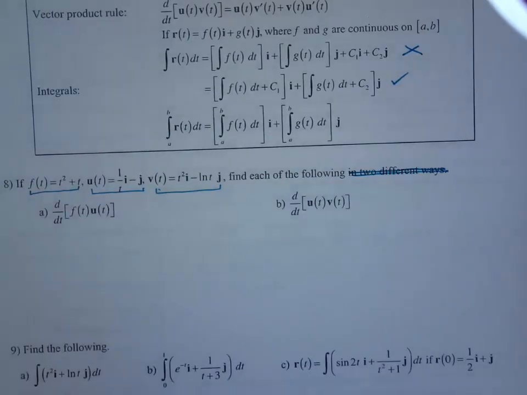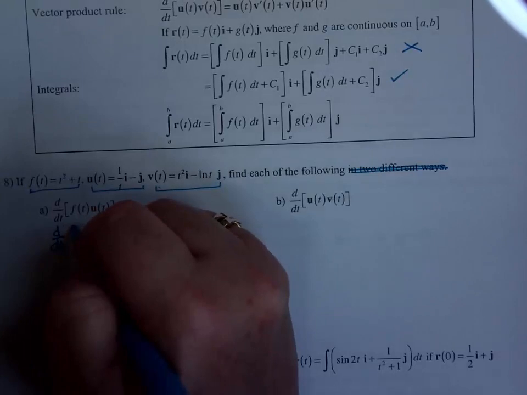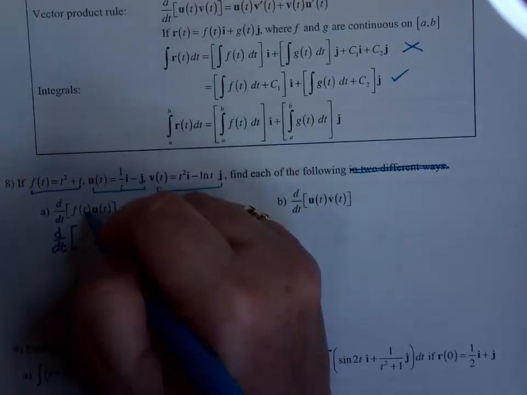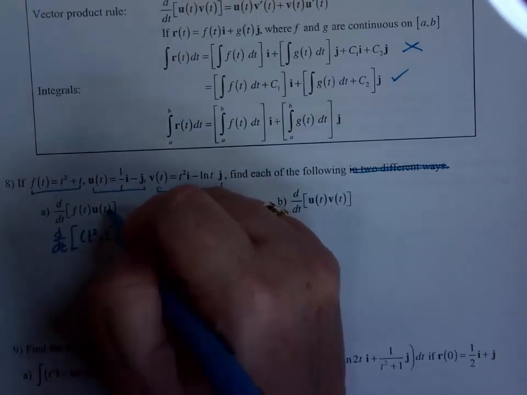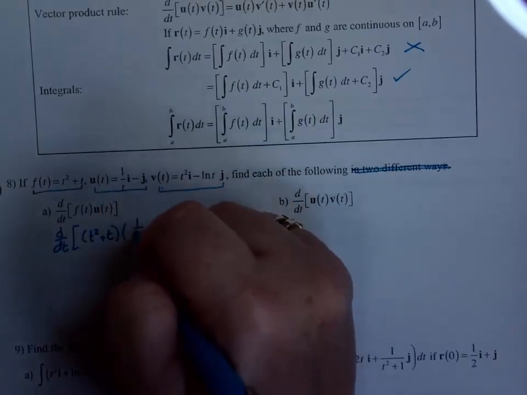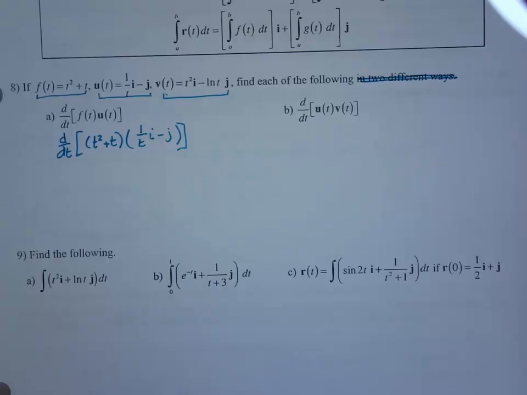So, you could do just the function times the vector first and then take the derivative, or you can do it a different way. So I'm going to do it multiplying the two insides together first. I'm going to recopy the d dt and the bracket. F of t is t squared plus t times u of t, which is 1 over t i minus j. Okay, the first part does not have i's and j's, the second part does.